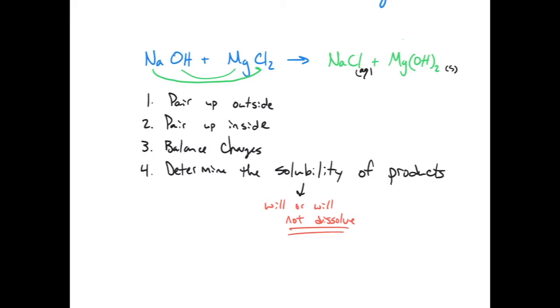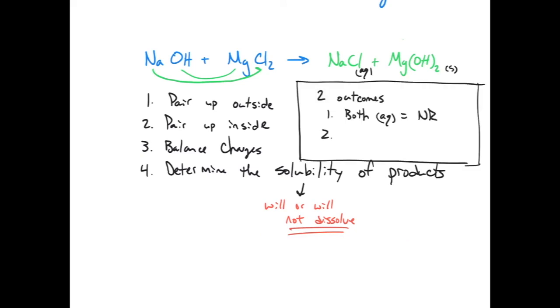When it comes to determining whether or not this reaction will happen, there are really two outcomes. They will either both be aqueous. In that case, there is no reaction because essentially you have two solutions that both dissolve, so you won't observe a precipitate forming. There's no gas, there's no light, there's no heat, there's no clue that a reaction happened. If both products are soluble, or in other words, both are aqueous, then no reaction occurs.